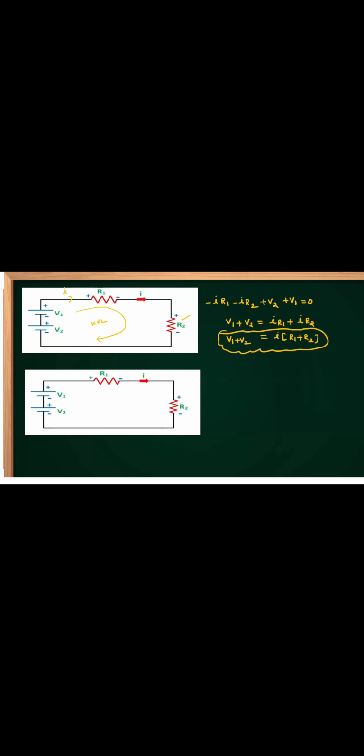If you apply KVL in this loop, you can take either direction. Say, for example, for the same circuit, I am applying like this. You can get the same answer. Any direction, but follow only one direction. Negative to positive, I into R1. Positive to negative, minus V1. Positive to negative, minus V2. Negative to positive, plus IR2. And from this, V1 plus V2 equal to I into R1 plus R2. Are you getting the same answer or not? Any direction you take, but one direction. Don't take one direction in one element and a different direction in another element. Follow one direction and you will get the same answer.